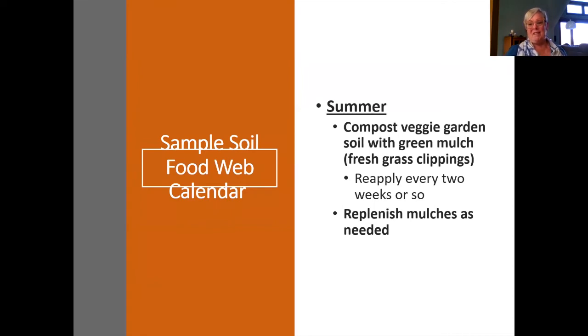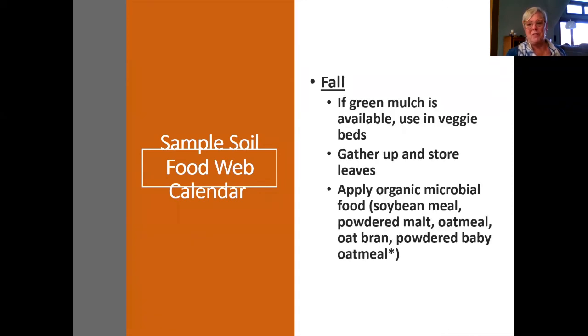In the summertime, continue to add green mulch or grass clippings, something like that, in your vegetable garden, and again, replenish all your mulches as needed. Don't let your soil become exposed. Incorporate any green mulches into your veggie beds in the fall, because everything starts to break down, and it gives everything plenty of time to decay before you start ramping up to plant in the spring.